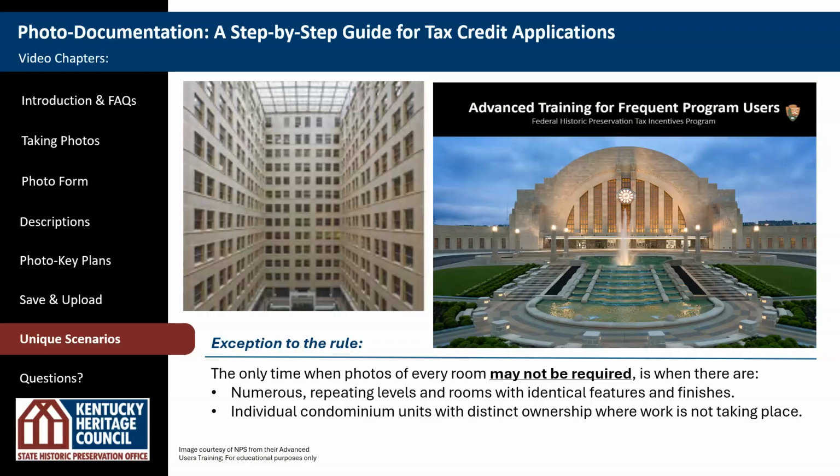Other than these two unique scenarios, properties should be fully photographed on the interior and exterior, regardless of the scope of work. A good rule of thumb is 2 photos taken from opposing angles with 3 surfaces in view to fully show the building's finishes, architectural features, and volume.